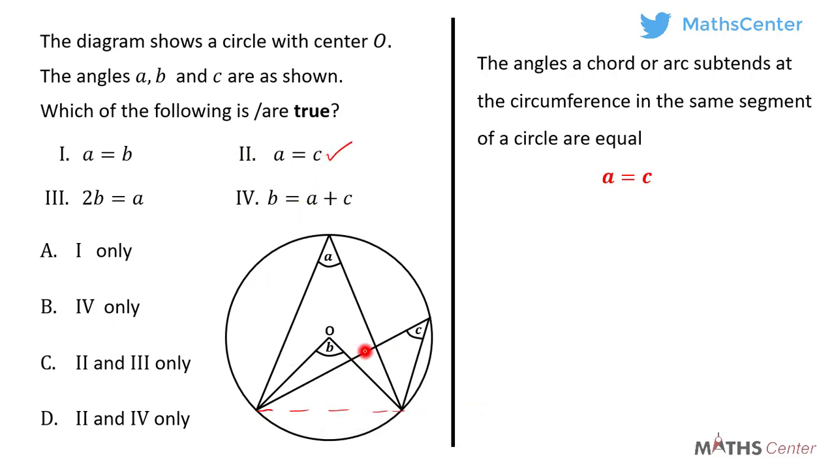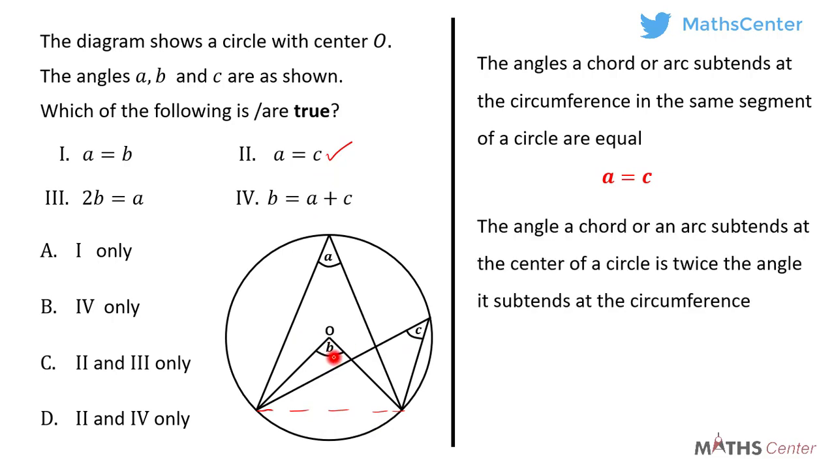Let's consider another theorem. Another theorem is that the angle a chord or an arc subtends at the center of a circle is twice the angle it subtends at the circumference. Once again, on our diagram, we have connected this point to get this chord. The theorem says that the angle that this chord subtends at the center is 2 times the angle that it subtends at the circumference, which means that angle B is equal to 2 times angle A. So B is equal to 2A.